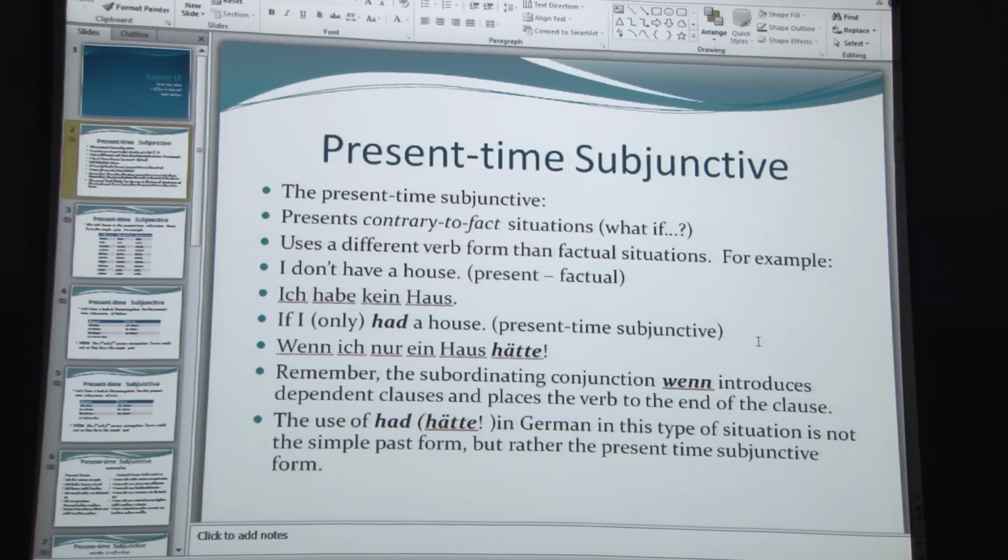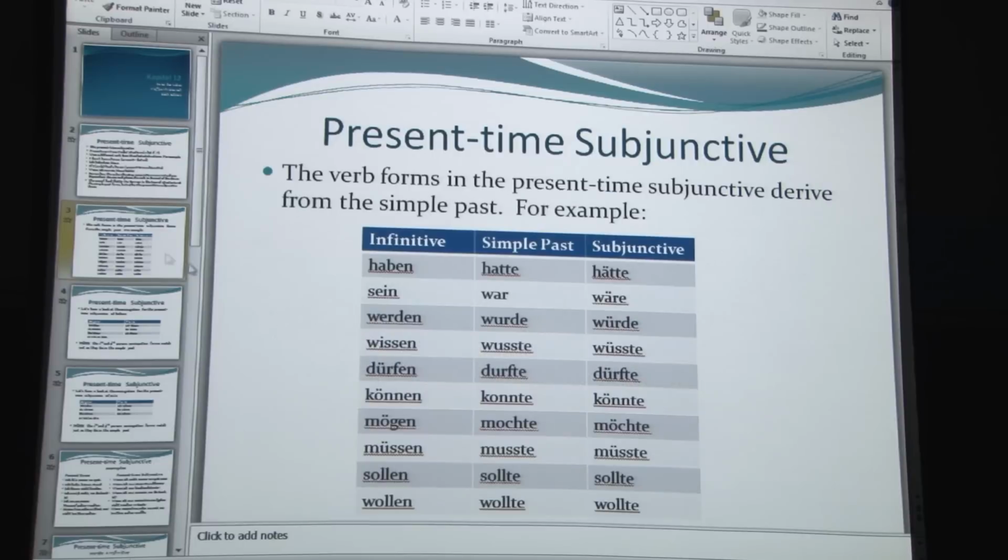So we cannot use hatte. We use the subjunctive form of haben, hätte. Yeah? And we, of course, use wenn instead of if, no? Okay? So we don't use the simple past, we use the subjunctive form. Let's take a look at some of the subjunctive forms.